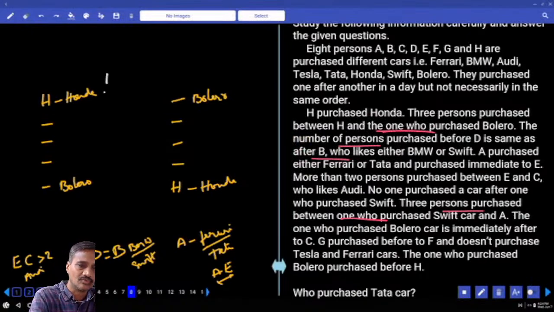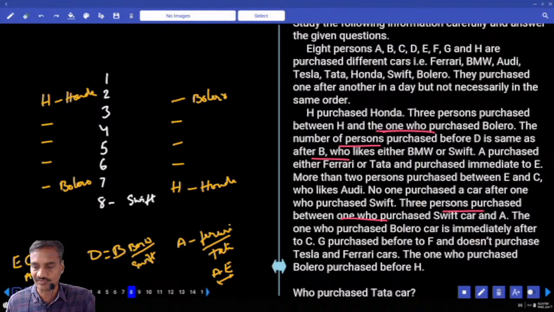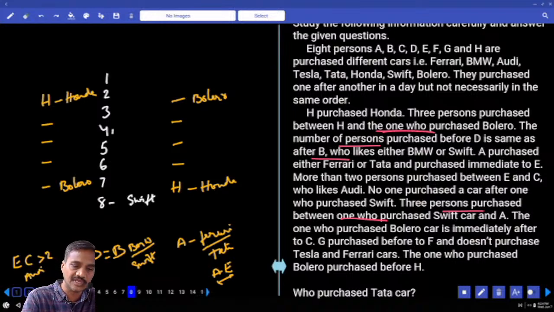8 persons: 1, 2, 3, 4, 5, 6, 7, 8. Now the definite information is here. And what is that one? The one who purchases Swift is here. Now how many persons are there in between Swift and A? There are 3 persons between Swift and A: 1, 2, 3.